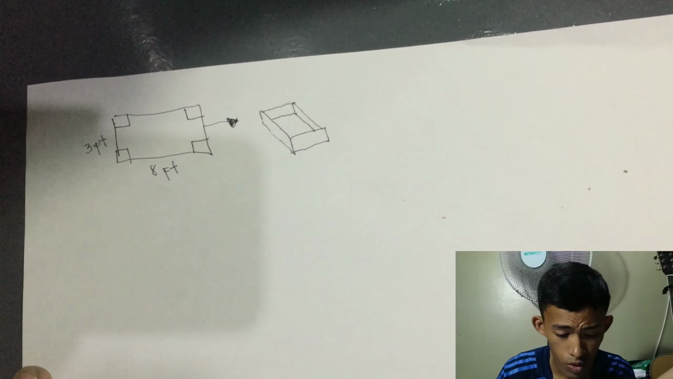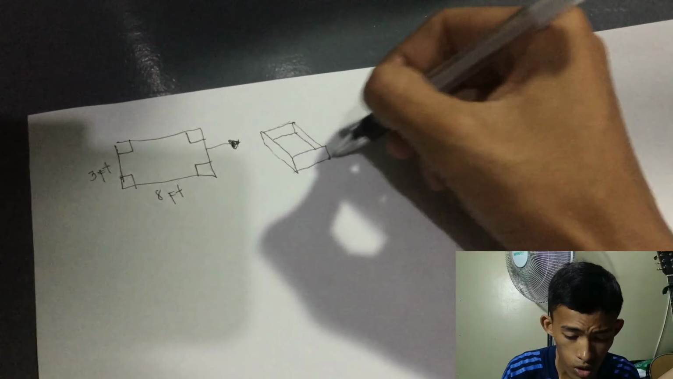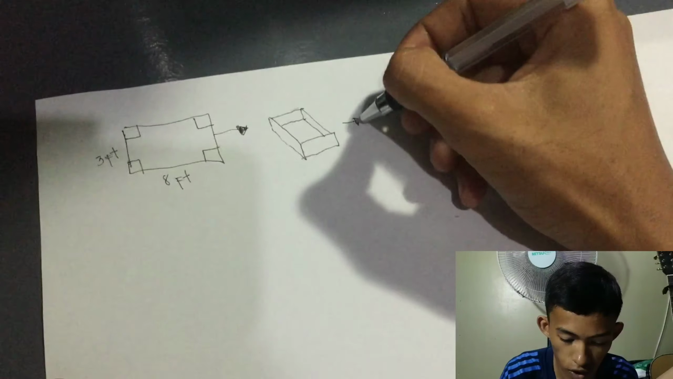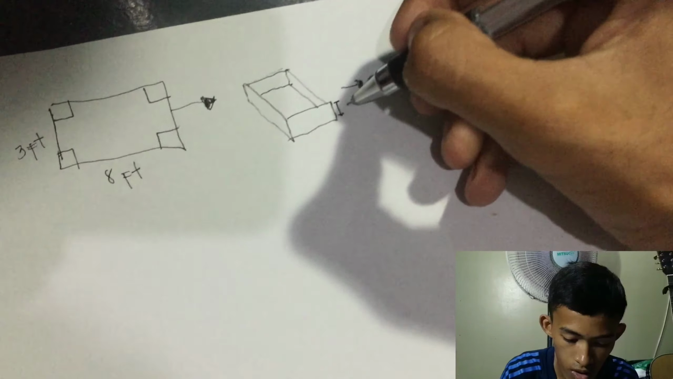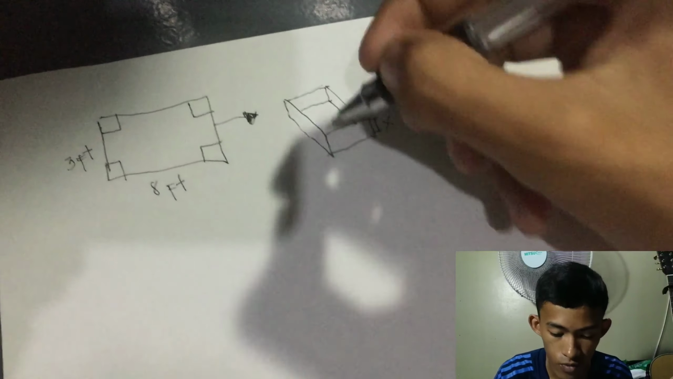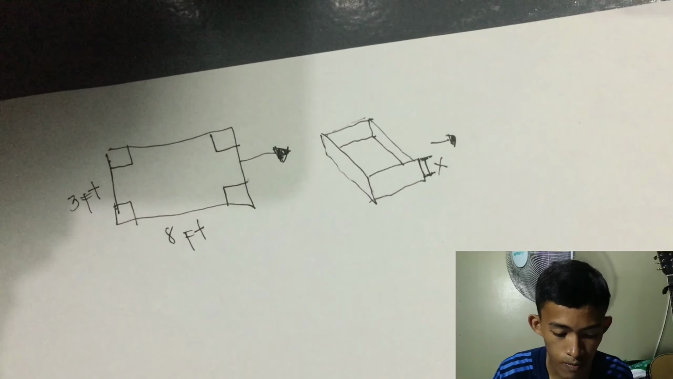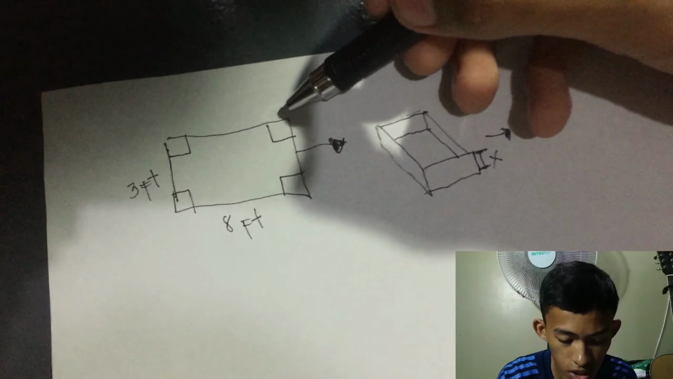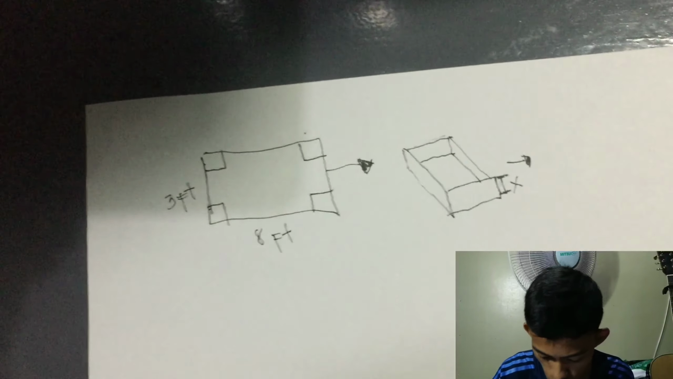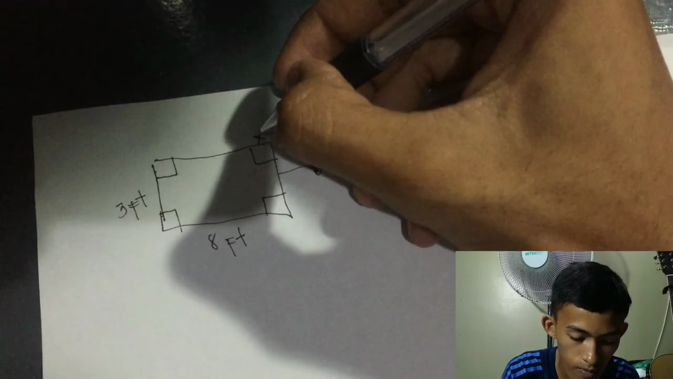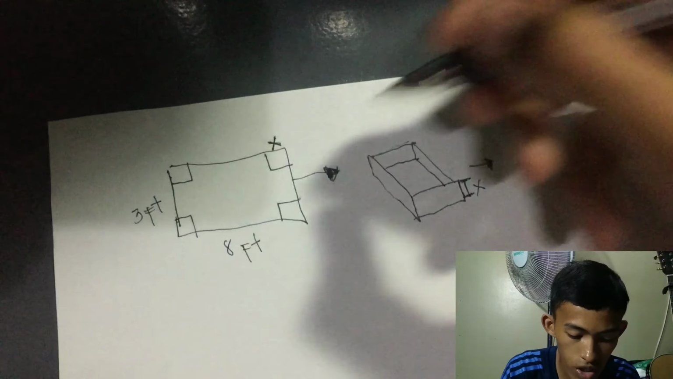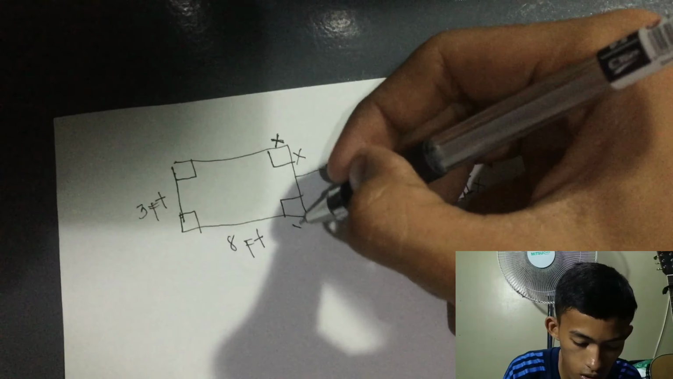And for the volume of the box, we must find the height. So the height is represented as x, because if we cut equal-size squares here, we don't know what size will be cut, so we must note it with x and x.